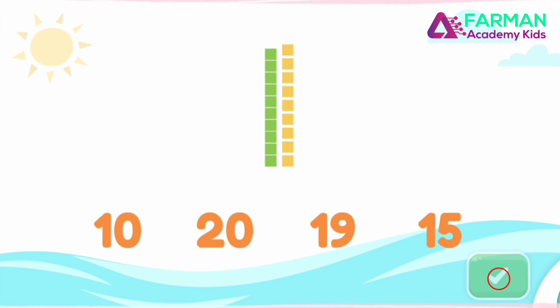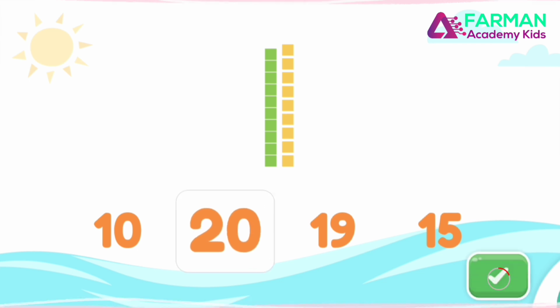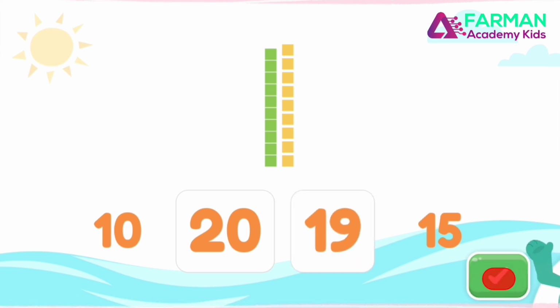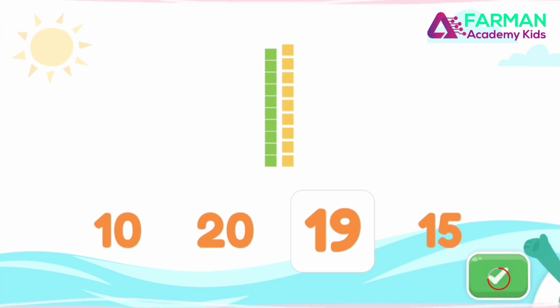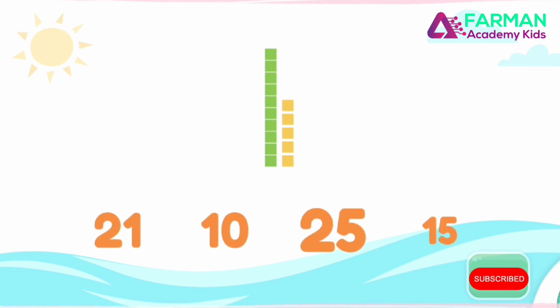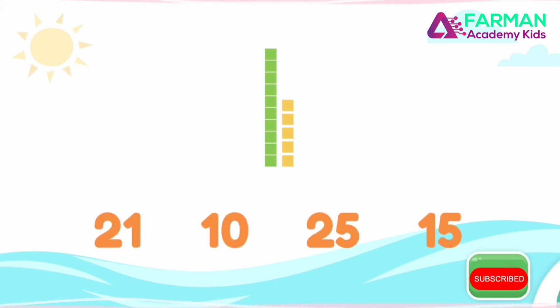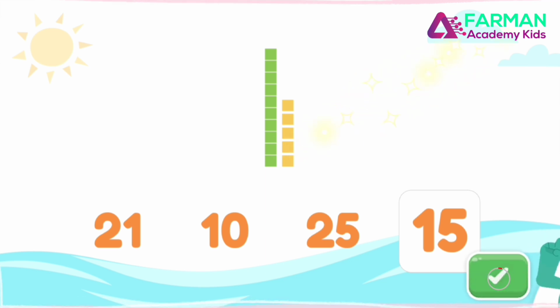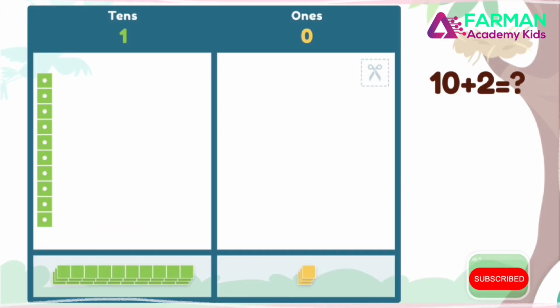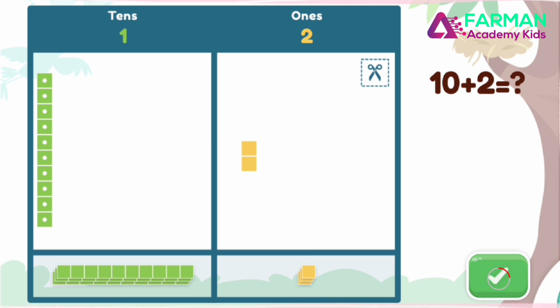How many blocks are there? Each rod equals 10 blocks. Make sure only the correct number is selected. How many blocks are there? You did it! There are 19. How many blocks are there? Each rod equals 10 blocks. Great! There are 15. There is 10 in the frame. Drag yellow blocks to the frame to solve the equation.